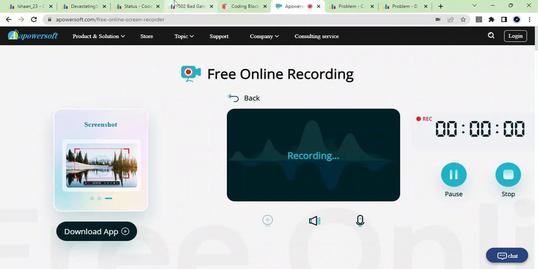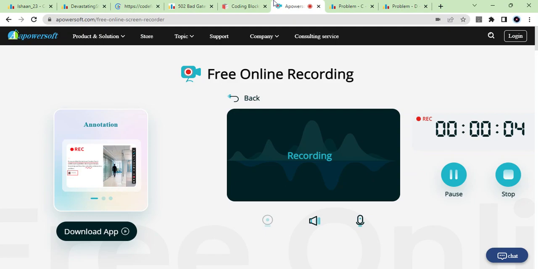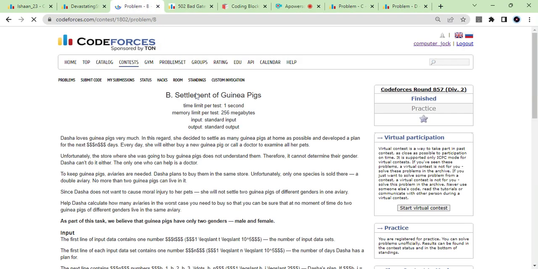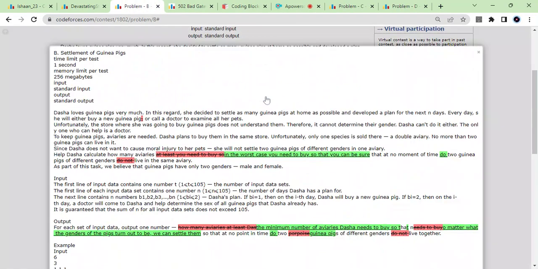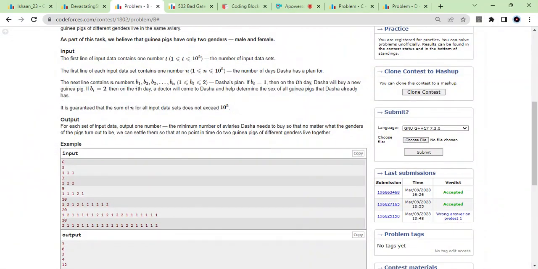Okay, so now we are doing today's Codeforces contest. So let's start with Codeforces Round 857, it was, right? In this you have been given t test cases, a number n, and then an array containing numbers. The number can be 1 or 2.